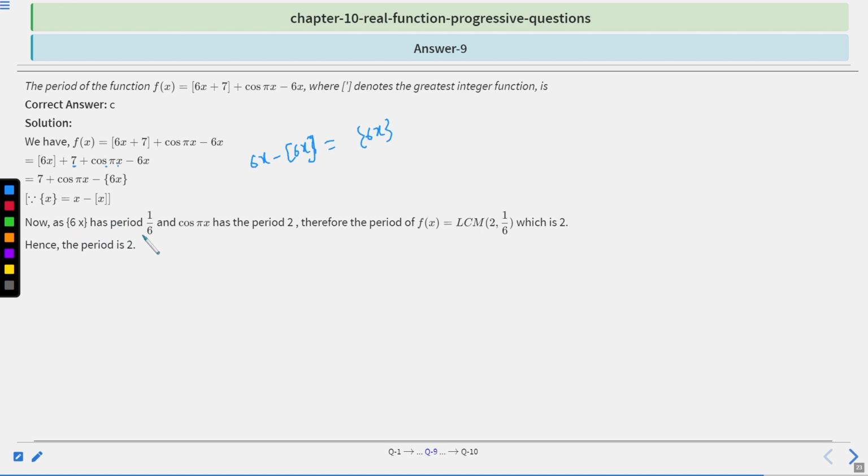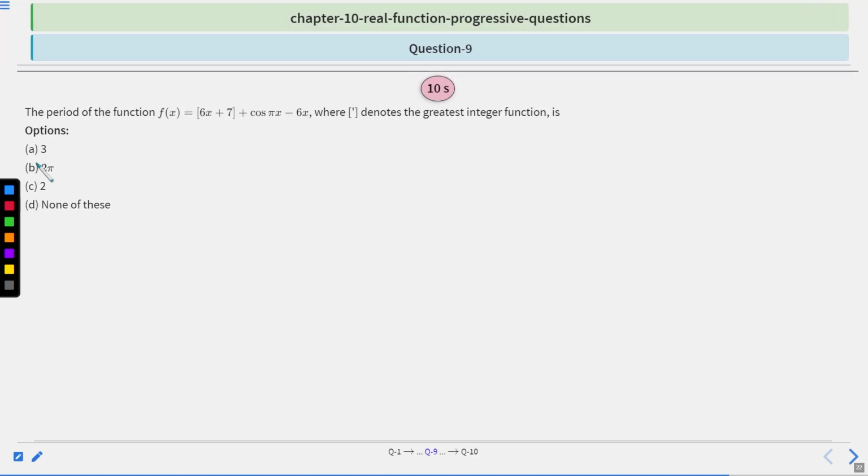Now, the fractional part of 6x has period 1 by 6, we know this, and cos pi x has period 2. Therefore, the period of f(x) is LCM of 2 and 1 by 6, right? Which is LCM of 2 and 1 over HCF of 1 and 6, right? So LCM of 2 and 1 by 6 is 2. Hence, the period is 2. Clear? Option C is the right choice. Clear?